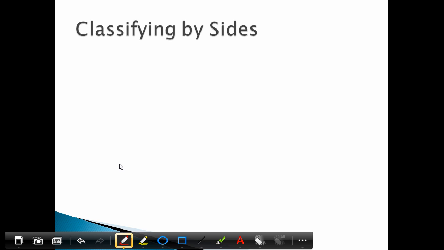Classifying them by their sides should be familiar terms again. We're going to start off with the equiangular triangle's cousin, the equilateral. Equilateral means equal sides, in this case all three sides the same. We have isosceles, two sides the same. Though technically isosceles means two sides or more the same, so equilaterals are isosceles. Most people just stick with two sides for isosceles.